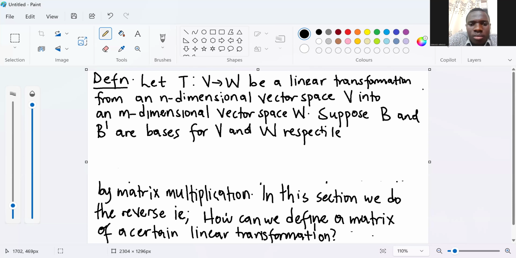So what does this mean? If B is a basis for V, it implies that B generates V. Yeah, that's what I explained yesterday. I think we were using S as a basis, and that S was spanning V, if I recall very well. So B and B prime are bases for V and W respectively.